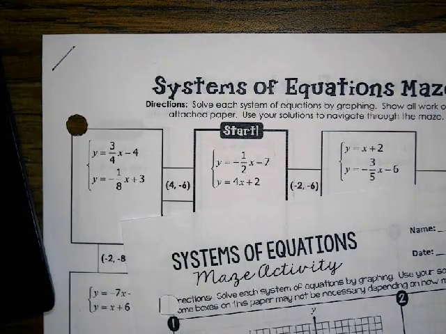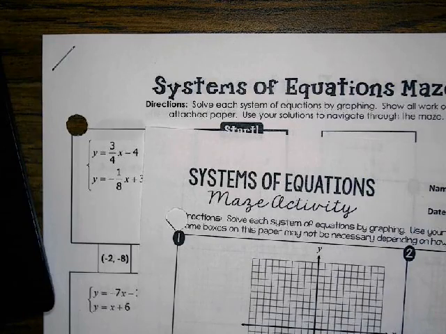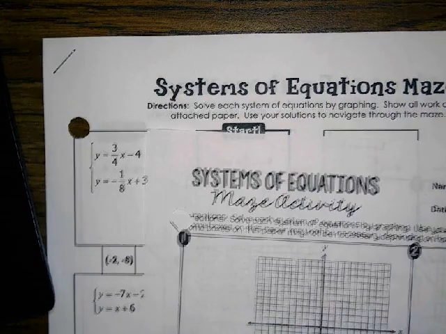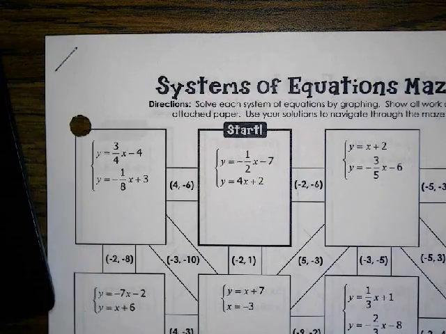A system is 2 or more equations. Okay? If you have 2 variables, you need 2 equations to solve the system. If you have 3 variables, you need 3 equations. If you have 4 variables, you need 4 equations. How many equations would you need if you had 7 variables? 7 equations. Okay.